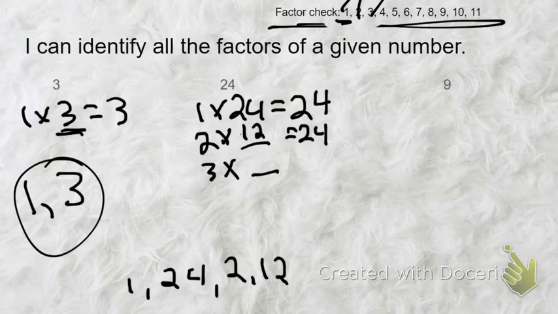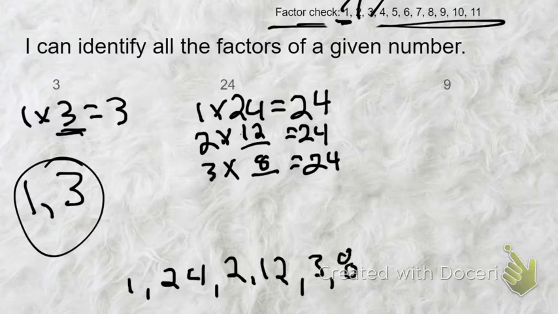3 times what equals 24? Well, 3 times 4 equals 12. So I need to double the 4 and I get an 8. Okay. So 3 and 8. Are you guys keeping up with me? I hope you're writing it down.